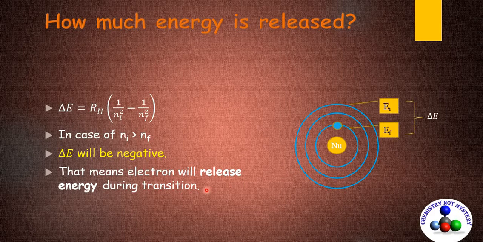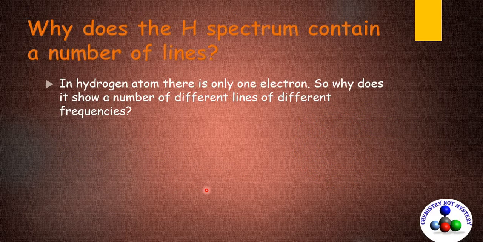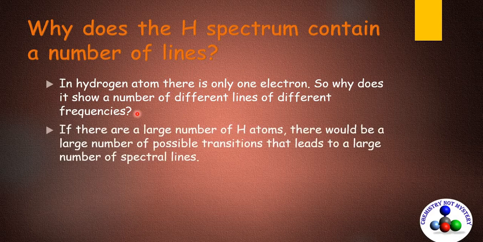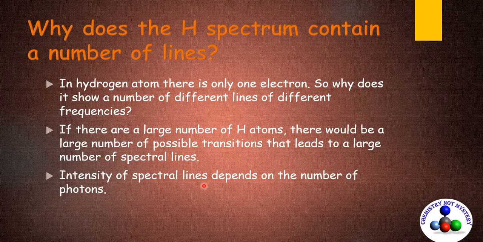We have seen in the hydrogen spectrum there are a number of lines, while in a hydrogen atom there is only one electron. So why does this show a number of different lines of different frequencies? Bohr gave the reason for it. If there are a large number of hydrogen atoms, there would be a large number of possible transitions that lead to a large number of spectral lines. And the intensity of spectral lines depends on the number of photons.